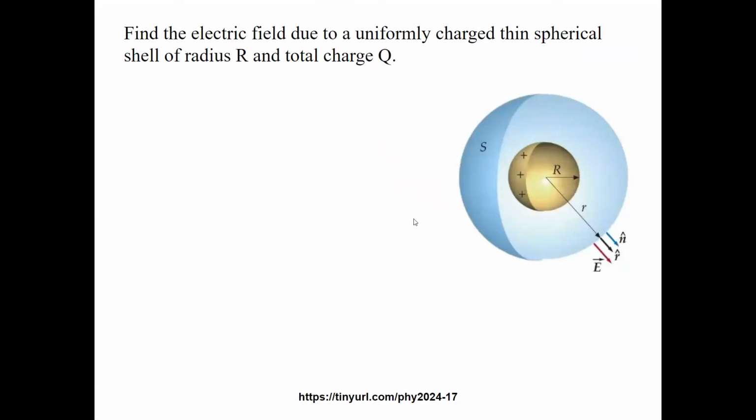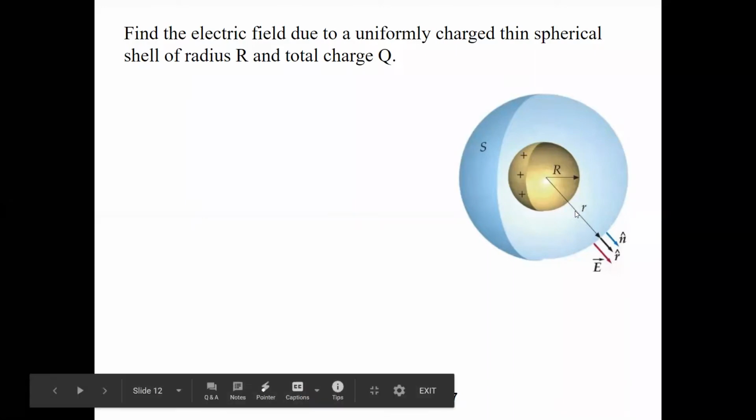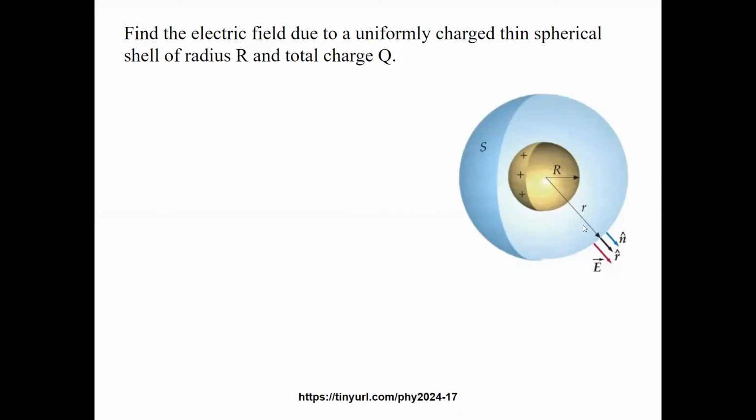For another example, this one says, find the electric field due to a uniformly charged thin spherical shell of radius R and total charge Q. In this case, if you are outside of the shell, you get about the same result as the spherical charge distribution. So the blue spherical area will be the Gaussian surface you have. Let's take a look again.